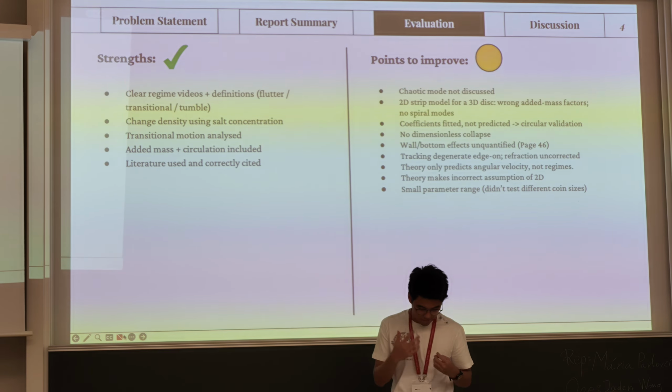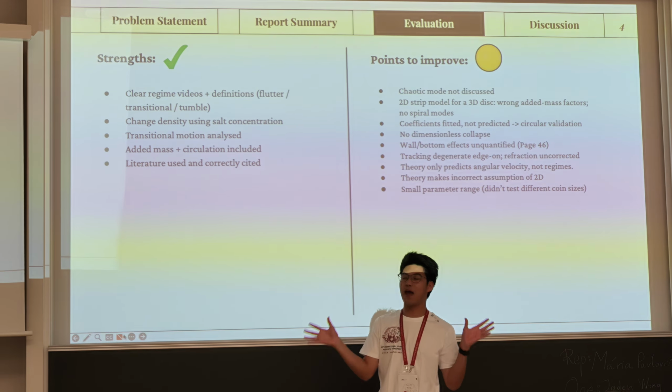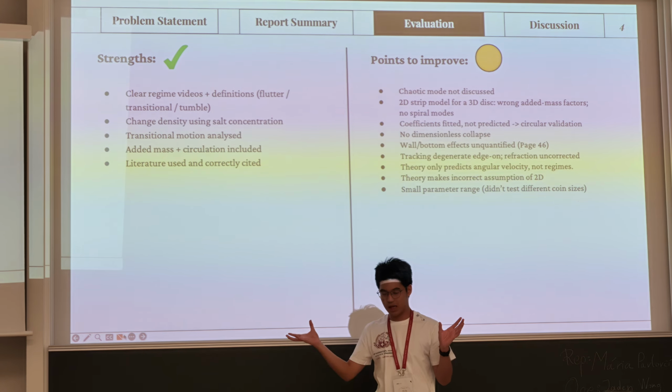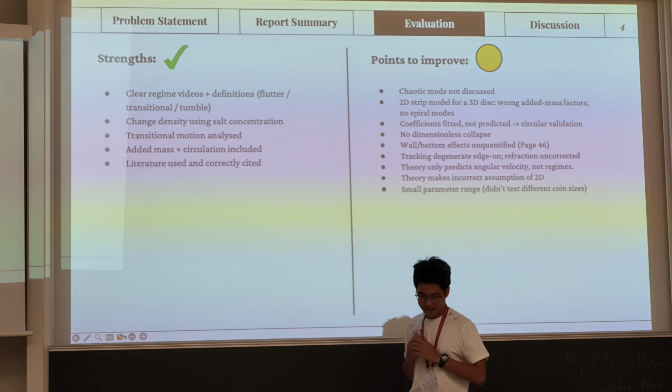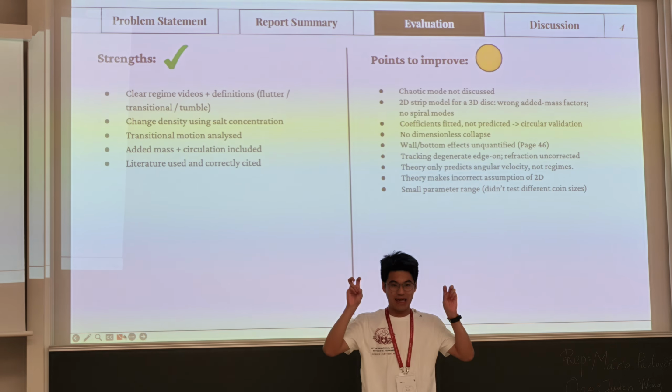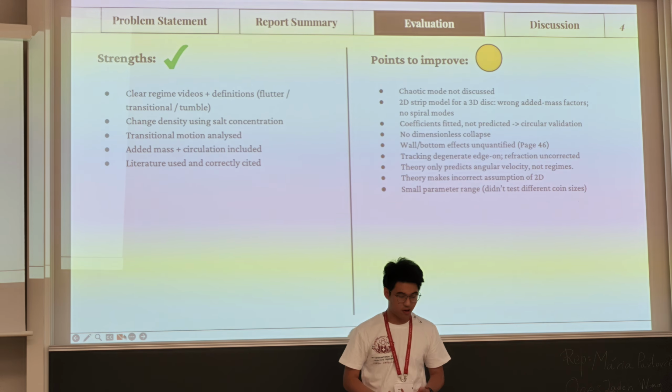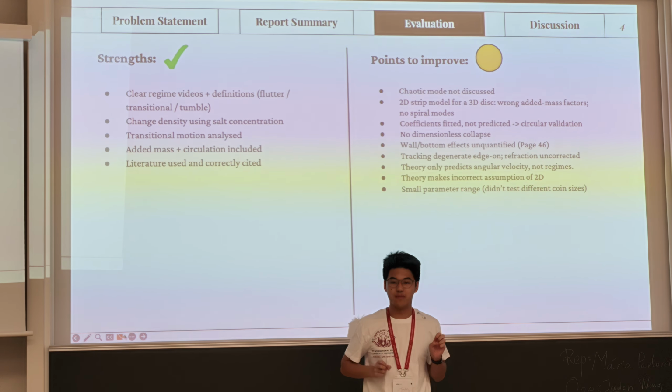And a lot of the atom mass and also the circulation, and also the comparison between the autumn leaf and the coin was well done as well. However, there are some points to improve. Firstly, the chaotic mode was not really discussed further, so we don't really know what a transitional mode means.